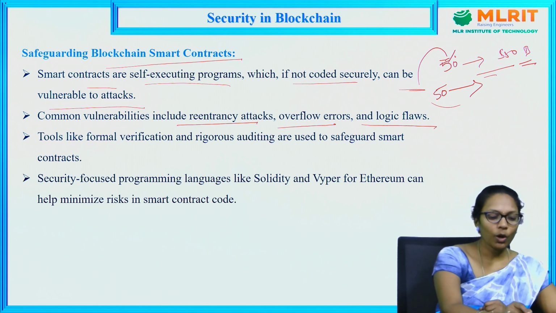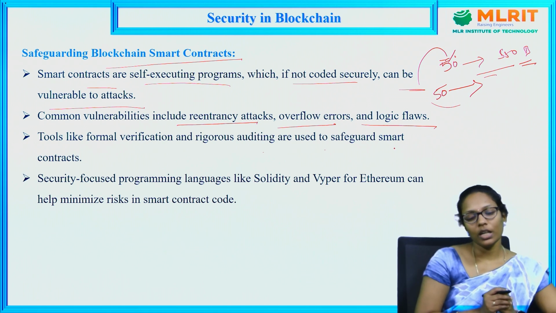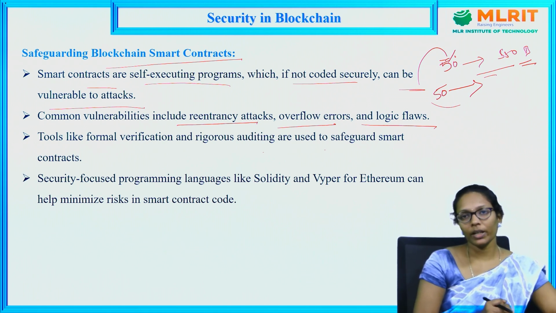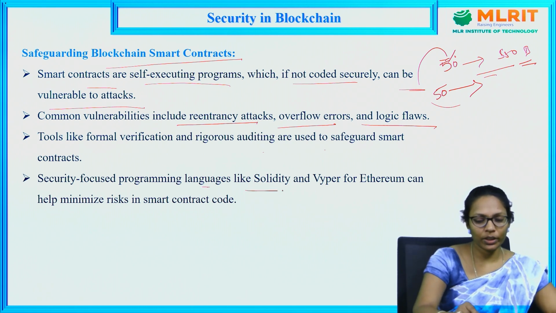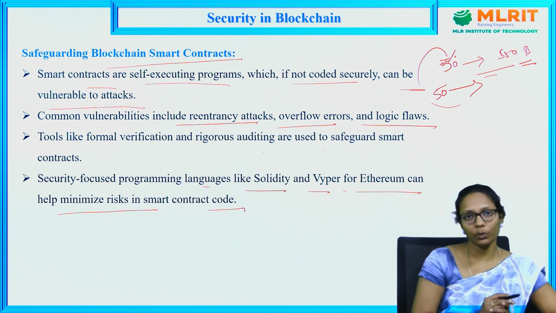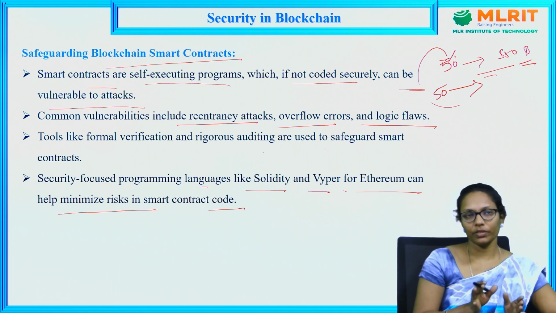So tools like formal verification and rigorous auditing are used for safeguarding smart contracts. With formal verification, we need to properly verify the smart contract before deploying it onto the blockchain. Security-focused programming languages like Solidity and Vyper for Ethereum can help minimize the risk in smart contract code. Generally, to write smart contracts, we use programming languages like Solidity or Vyper. Using those, we can somewhat reduce the risk of these attacks.